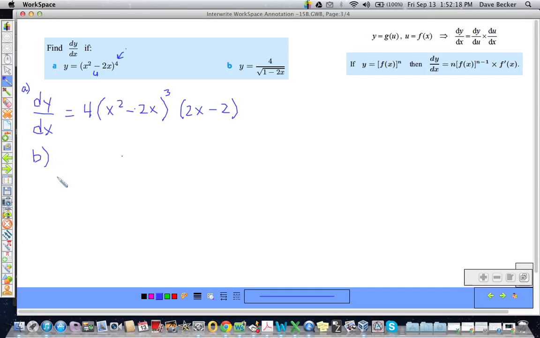Okay, so let's do B. Well, this is no good. I can't take the derivative like this. I don't have a power. I'm going to need to rewrite this function.